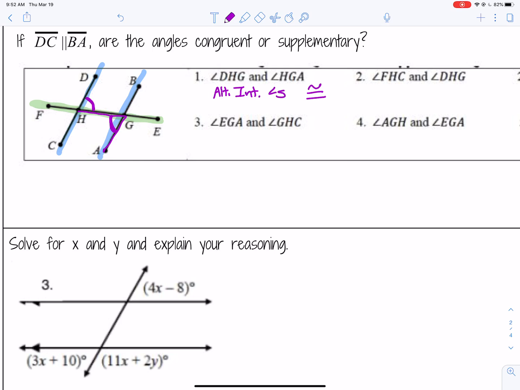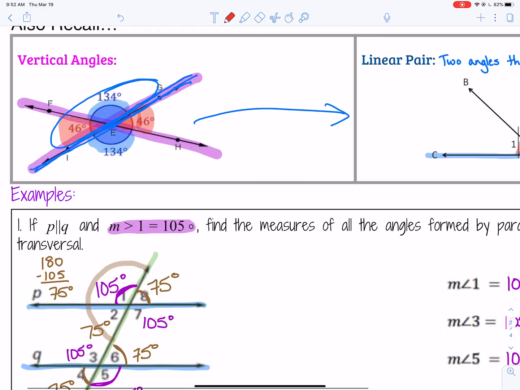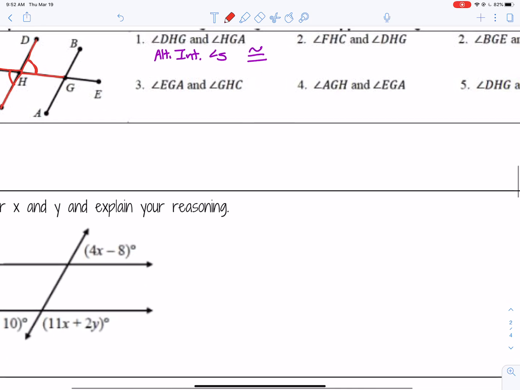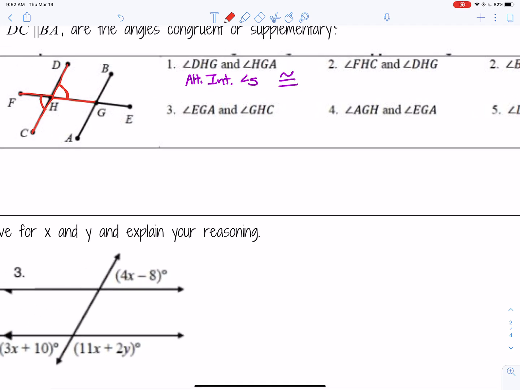All right, number 2, let's grab a different color. I'm just going to move that out of the way for now. So FHC, let's look at that. F to H to C forms the angle right there. And then D to H to G forms this angle. So these 2 angles are actually part of our review. They are vertical angles. So vertical angles we know are congruent. So I like to write the reason and what they are. So they are vertical angles, and that is why we know they are congruent.